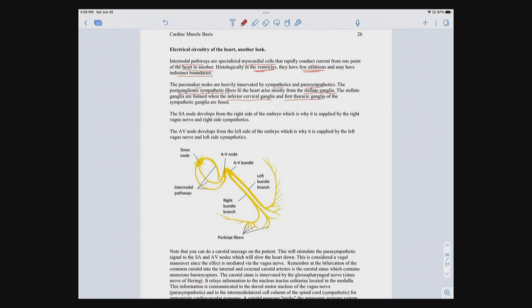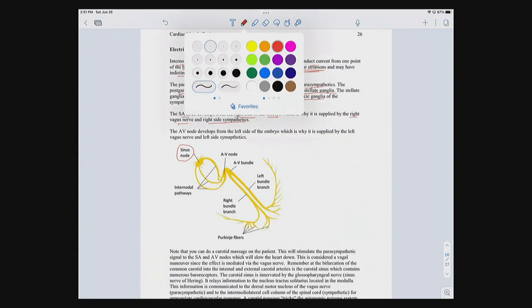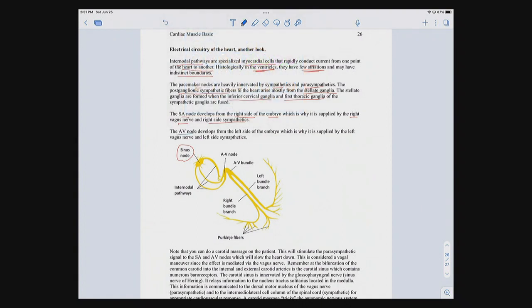The SA node develops from the right side of the embryo, which is why it is supplied by the right vagus nerve and right side sympathetics. So here's the SA node, developing from the right embryo, and it's going to be fed by the right vagus nerve and the right side sympathetics. Whereas your AV node develops from the left side of the embryo, and it's going to be supplied by the left vagus nerve and the left side sympathetics. So the AV node is going to be the left.